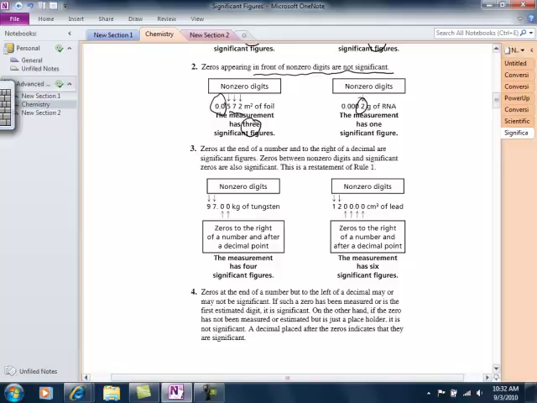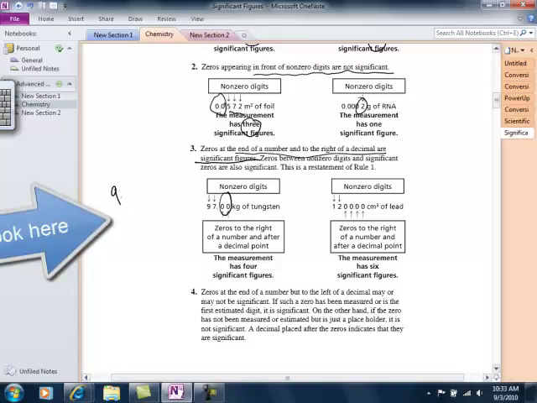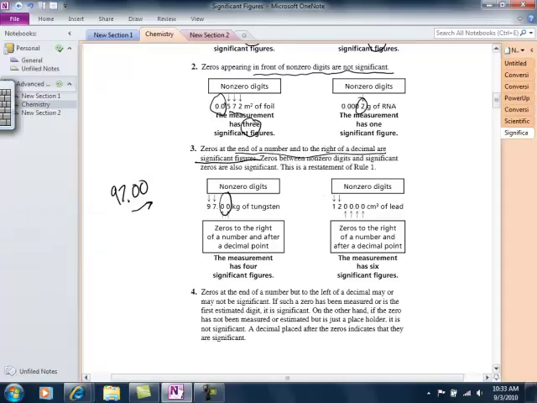Here's this. Zeros at the end of a number to the right of a decimal are significant. So that means these zeros are significant. So how many significant digits do I have in this? Zeros at the end of a number to the right of a decimal are significant. So how many significant digits? 4.